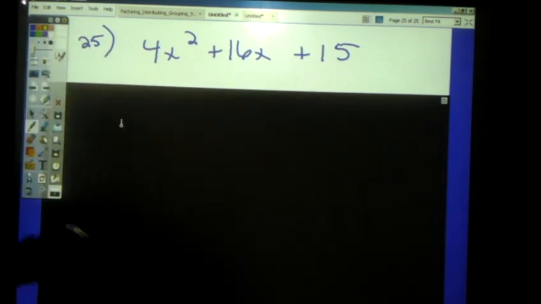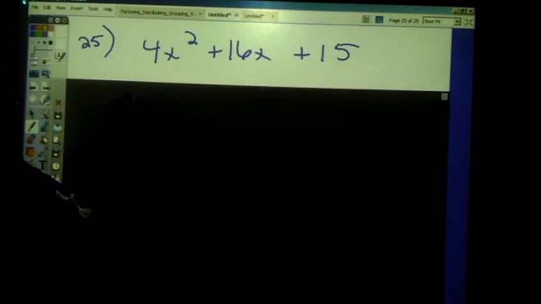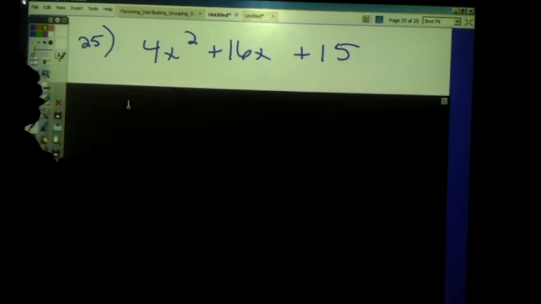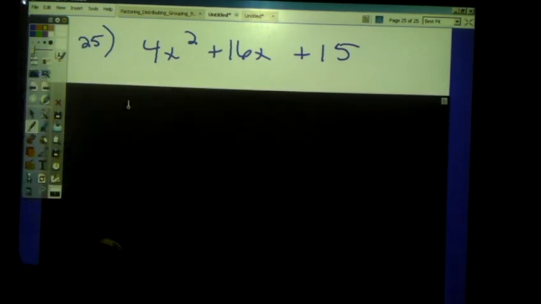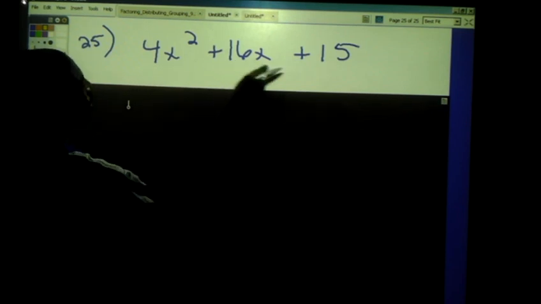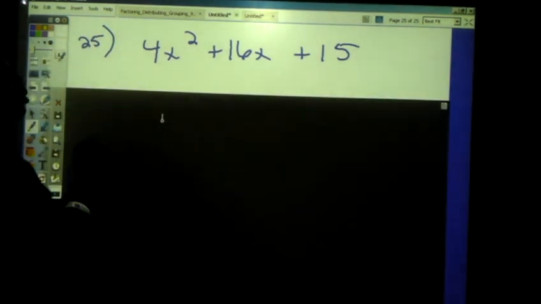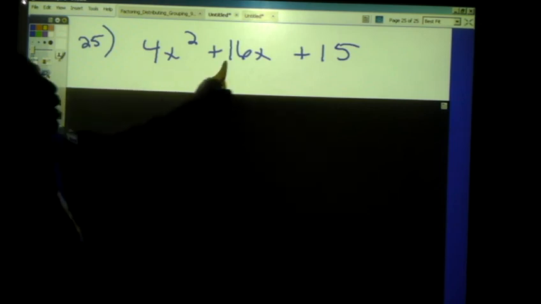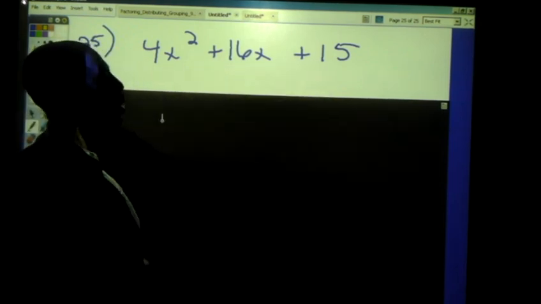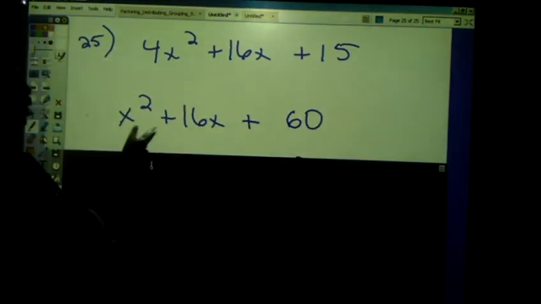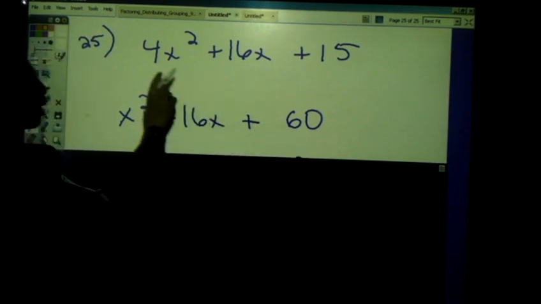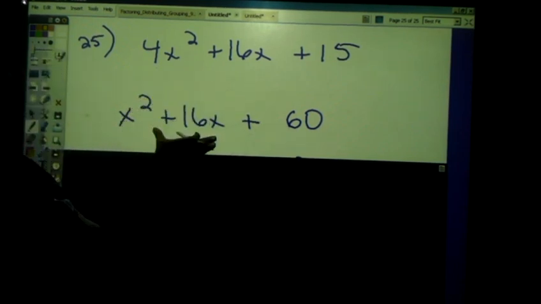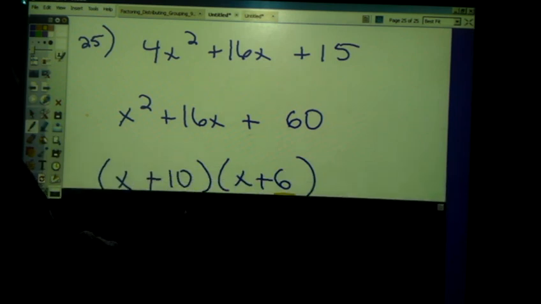No. So now you have to do, make sure real quick, hold on. 4, and then 4, and then 15. Okay. So we're going to do arc and stick it because you can't pull out a common factor. 4 times 15 is 60. So we get x squared plus 16 plus 60. Now remember, we got to stick this 4 after we factor. So we factor this, and this is x plus 10 times x plus 6.